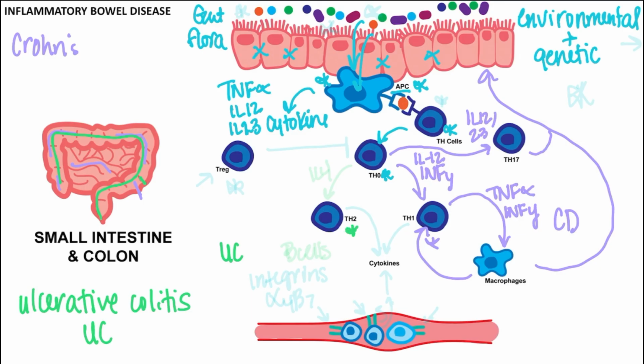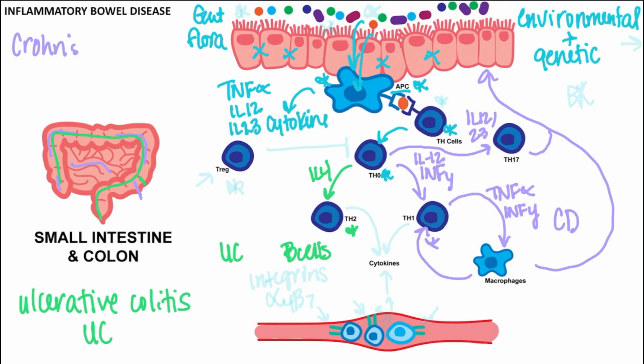And Th0 cells differentiate into Th2 cells in an IL-4, or interleukin-4, environment. And then these cells will secrete other cytokines to recruit lymphocytes like B cells, leading to a more humoral immune response.